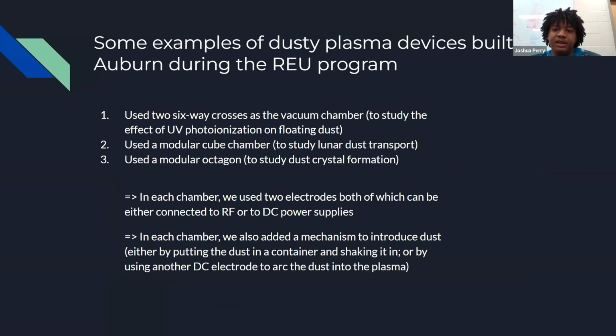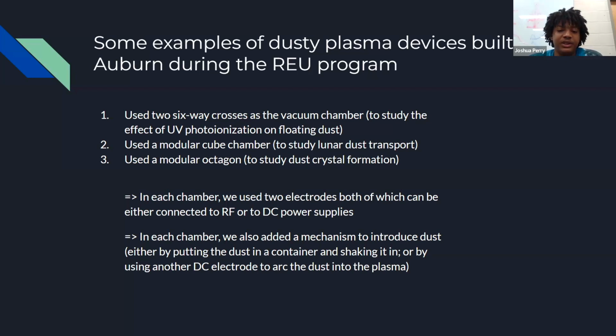So some examples of dusty plasmas built at Auburn during the REU program were the 2-way 6-cross, as you saw earlier, that I worked on. It was used to study the effect of UV photoionization. And then the modular cube, which we'll see later, to study lunar dust transport. And the modular octagon that was used to study dust crystal formation.